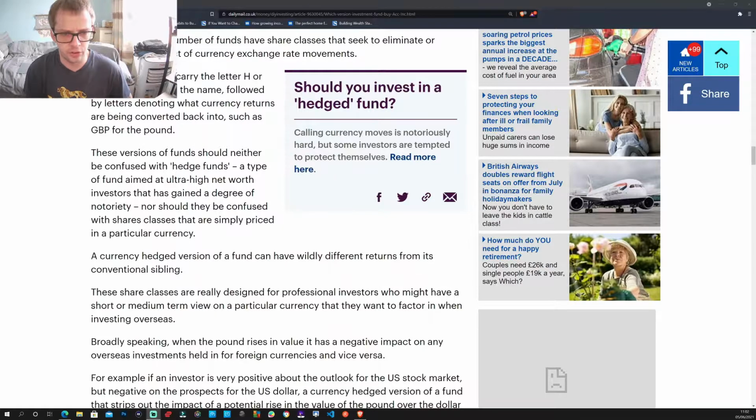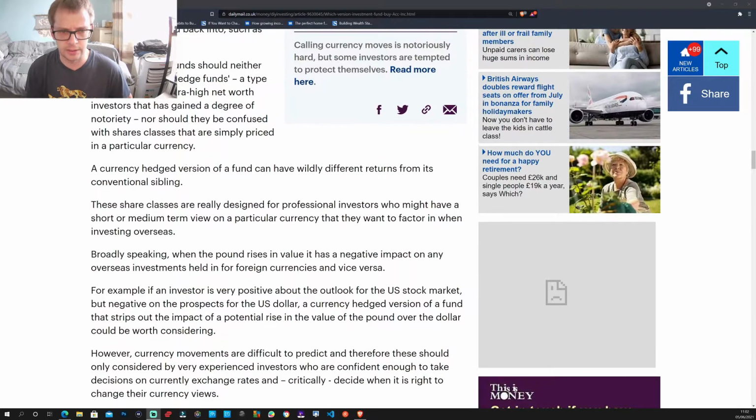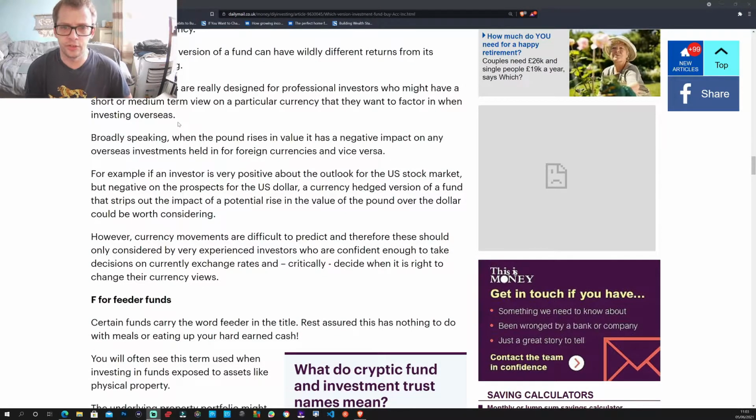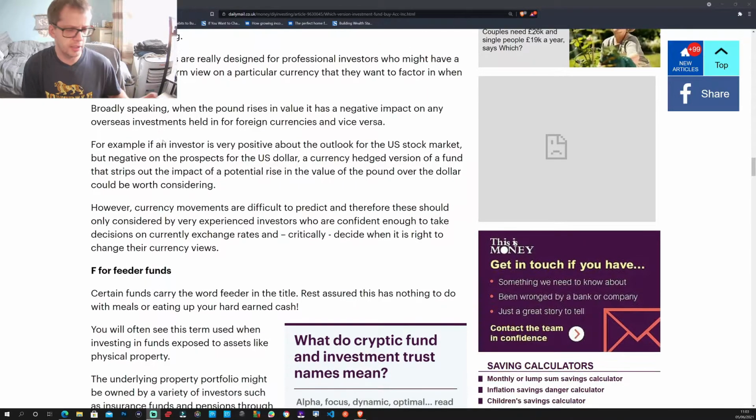These versions of funds should neither be confused with hedge funds, a type of fund aimed at ultra-high net worth investors that have gained a degree of notoriety, nor should they be confused with share classes that are simply priced in a particular currency. A currency hedged version of a fund can have widely different returns from its unhedged siblings. These share classes are designed for professional investors who might have a short or medium-term view on a particular currency that they want to factor in when investing overseas.